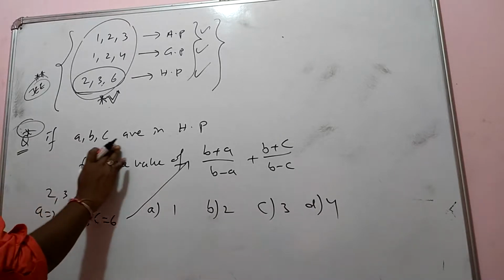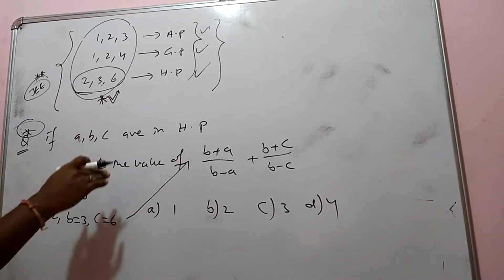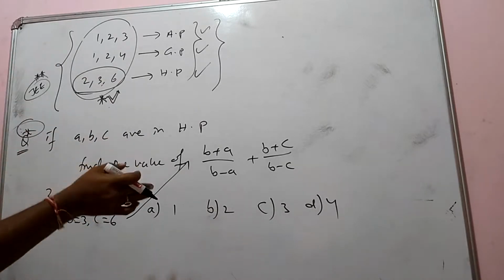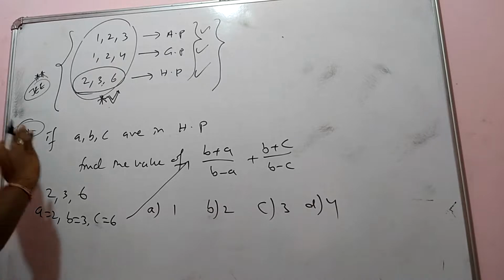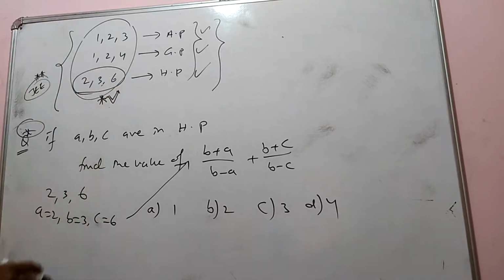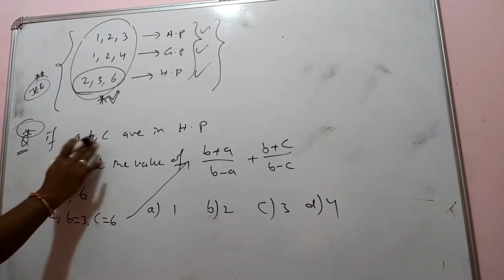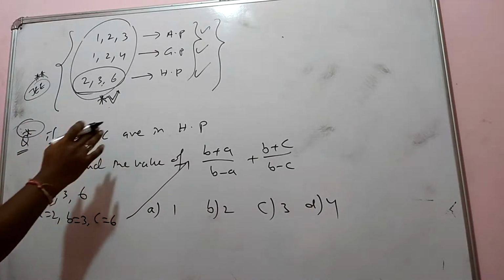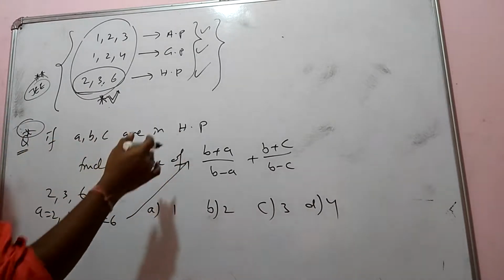Whenever the questions say A, B, C are in HP, find this value, find that value, or they are in GP, AP, then find these values, don't solve such questions directly. Use this trick and tell me the answer. Otherwise, this method will be very lengthy. You have to see the condition: if A, B, C are in HP, what happens?